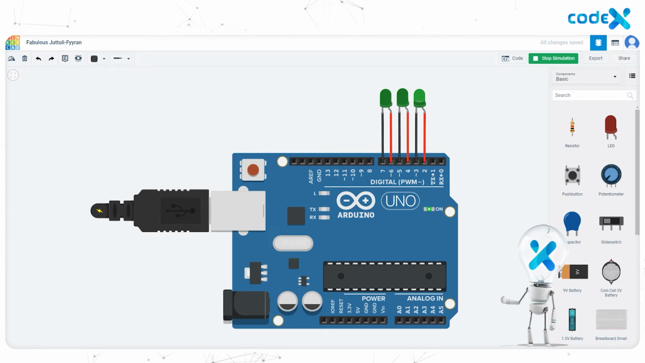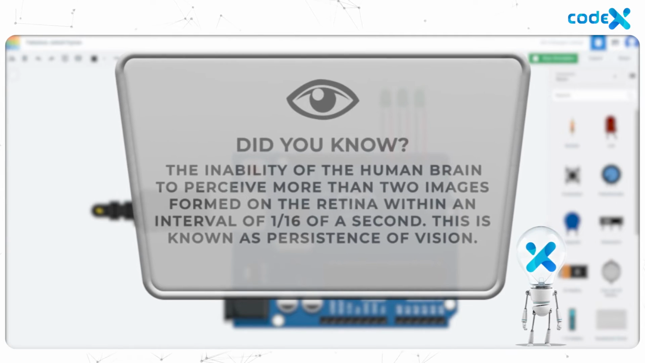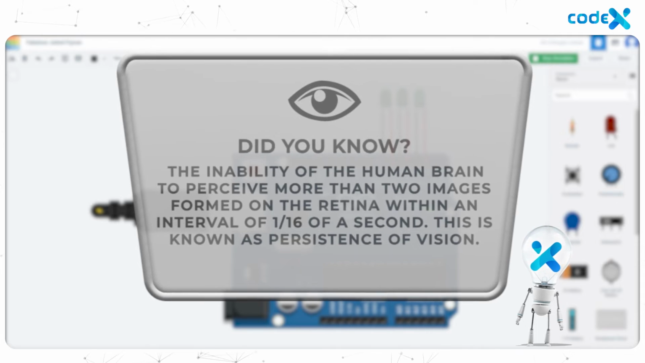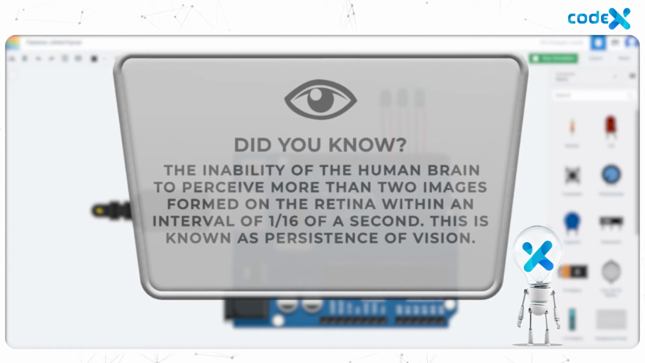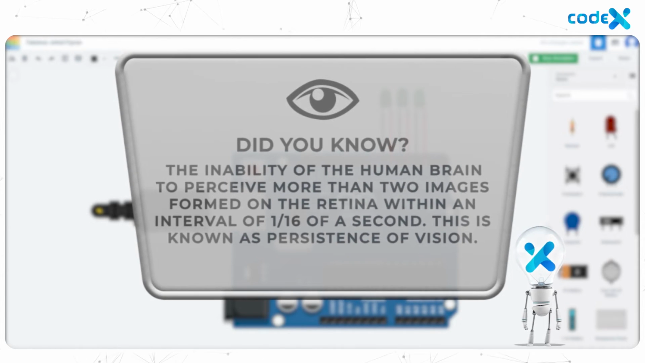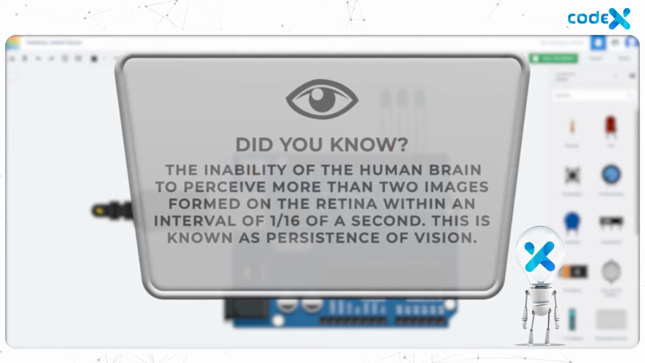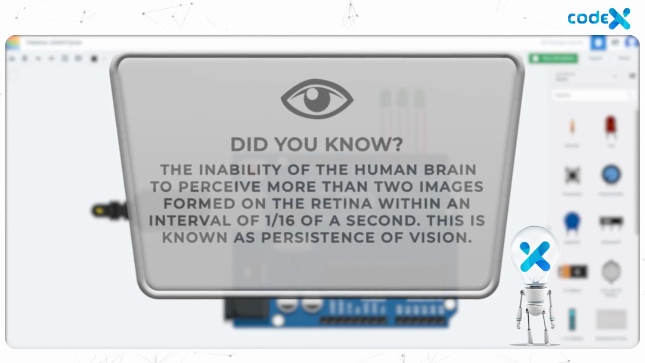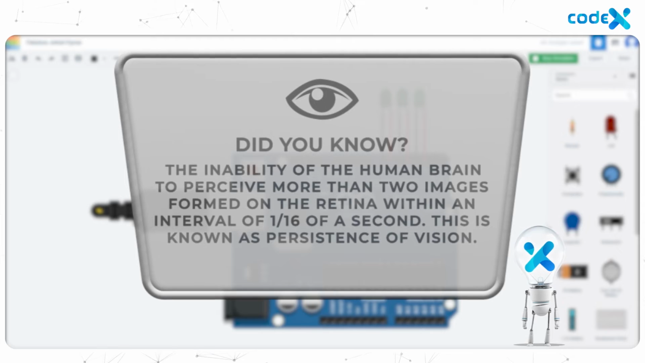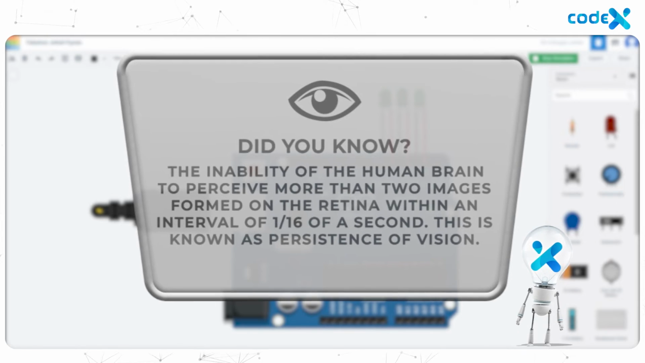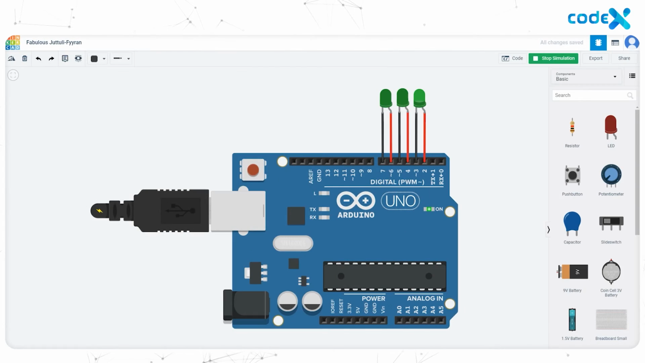Oh, you know who it is? Hey Mr. X, what do you have to say? Did you know the inability of the human brain to perceive more than 2 images formed on the retina within an interval of 1/16 of a second? This is known as persistence of vision. Thank you, Mr. X. That was very valuable. I hope you understood about the persistence of vision.